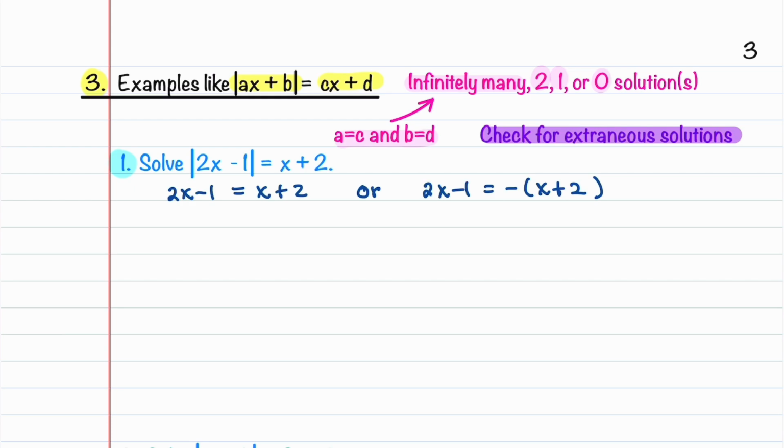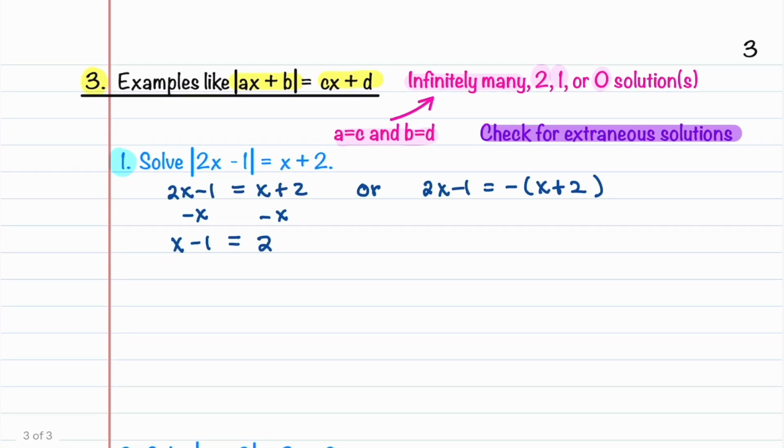Let's work on our first piece. Let's bring our x's to the left, so we subtract x. This gives us x minus 1 on the left and 2 on the right. And then let's solve for x, so we're going to add 1 to both sides, and we end up with x is equal to 3. Let's put that in our pocket for a minute, and we'll come back to it after we find our other solution.